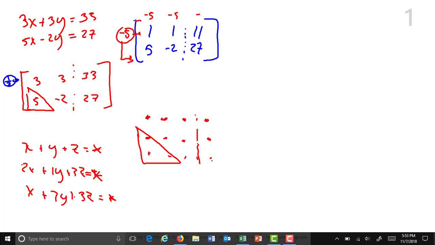Now I'm going to add that to the second row. Notice that right here, this all staying the same. I mean, I've still got 1, 1, 11, right? But now, when I add -5 to 5, what do I get? Don't say nothing. 0. Yeah. 0. Aha. Uh-huh. That's my triangle of zeros. So, how about this one? When I take -5 plus -2.